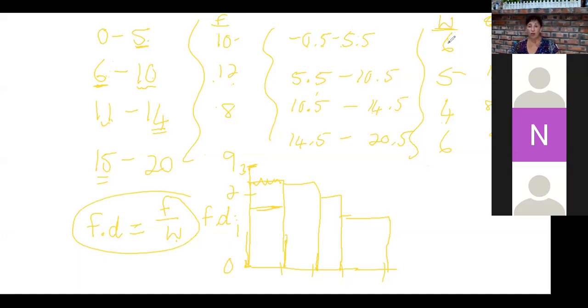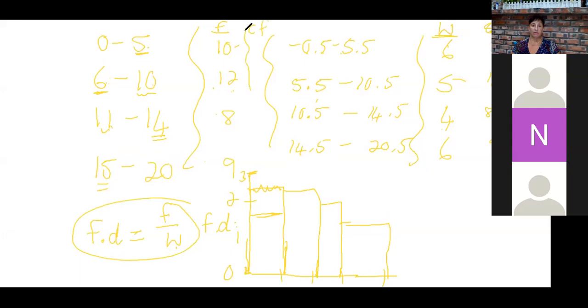Right, and then there's another column that we need to do, and that is the cumulative frequency. The cumulative frequency. So from 0 to 5 is 10, but you're going to accumulate it. So from 0 to 10 would be 10 plus the 12, which is 22. And then 22 and 8 is 30. So that's the total frequency. And we use this cumulative frequency with the upper bound of the interval.